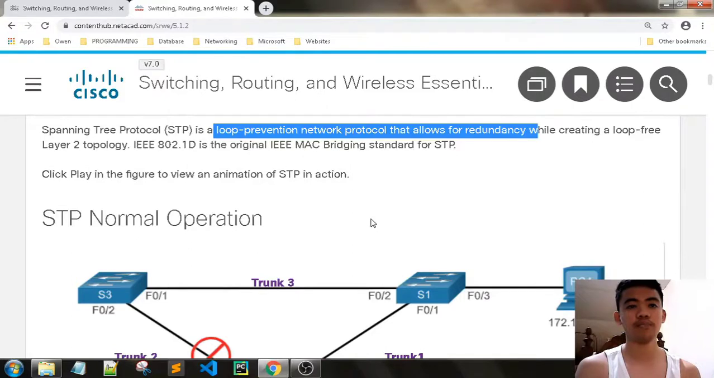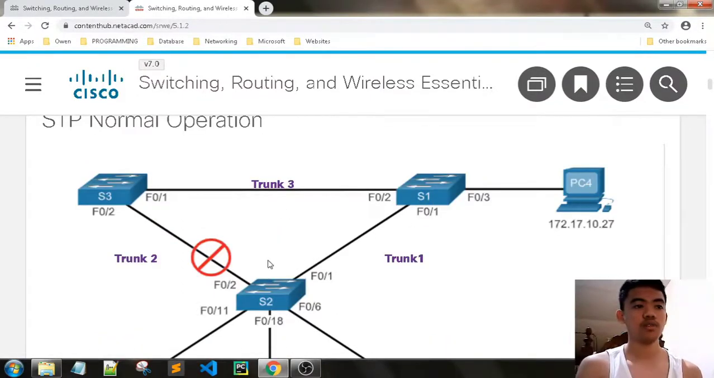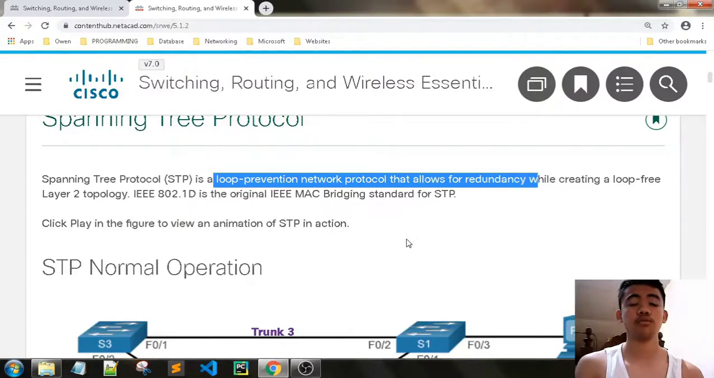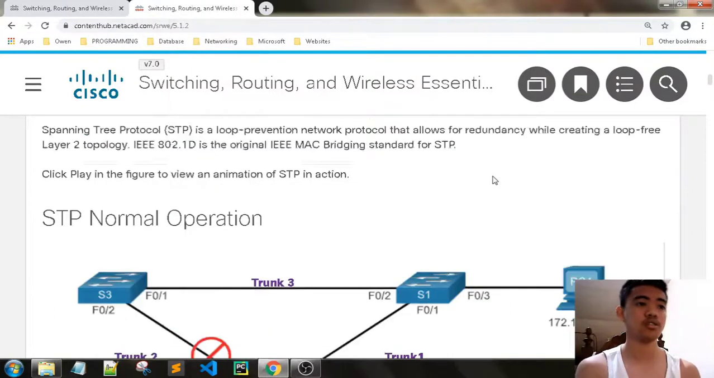This protocol is a loop prevention network protocol that allows for redundancy. The redundancy is the addition of multiple paths. As you can see, for example, we have here path 1 and path 2. So we have the path from S2 to S1. We have two paths, and that is called redundancy. So STP allows redundancy while creating a loop-free layer 2 topology.